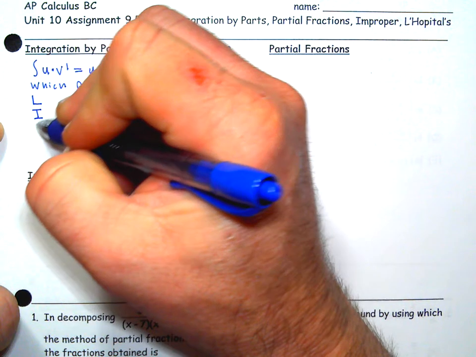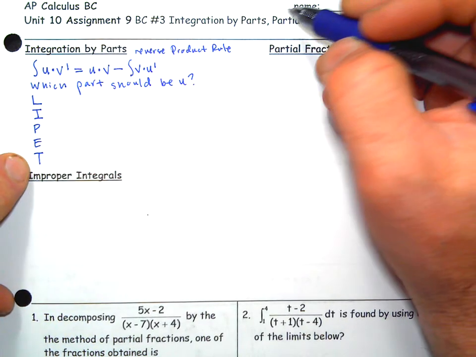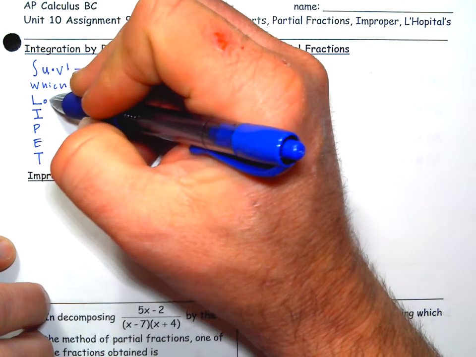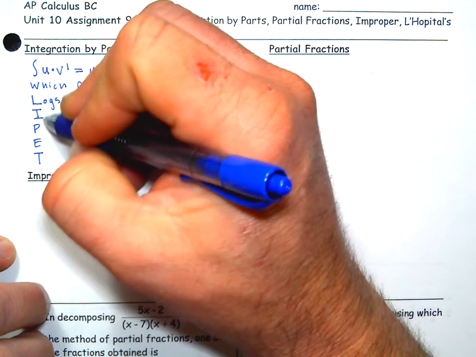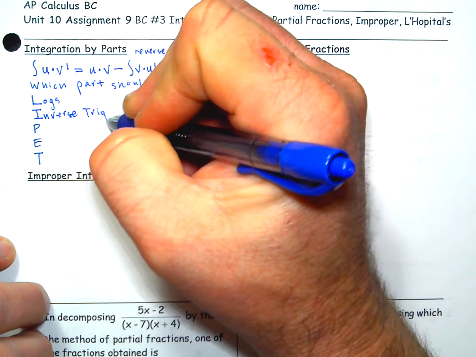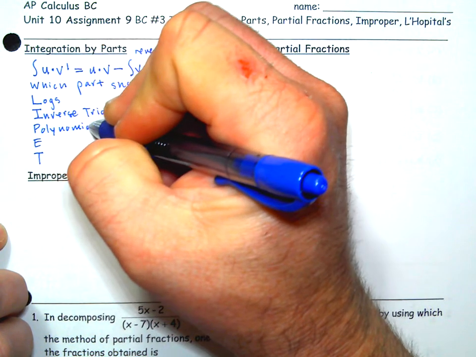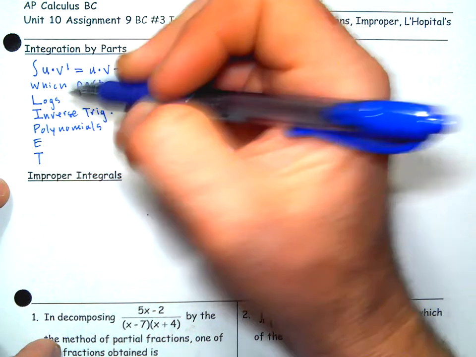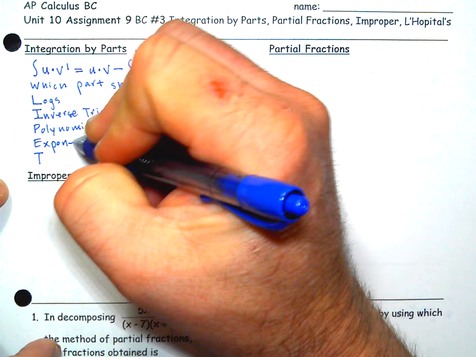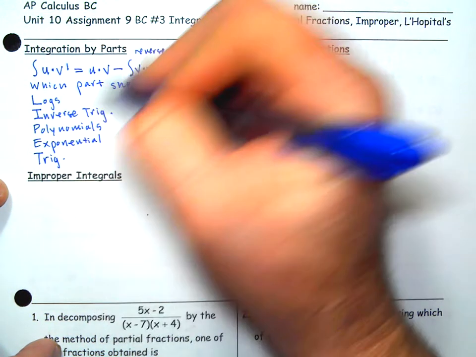LIPET gives you the precedence of what should be chosen as your u. Now you have to remember what these stand for. L is for logs, which would include natural logs. I is for inverse trig, kind of interesting. P is for polynomials, which are pretty common. Even if you just get a number, you could treat that as a polynomial. E is for exponential, so that'd be base e or any base. And T is for trig, like regular trig.